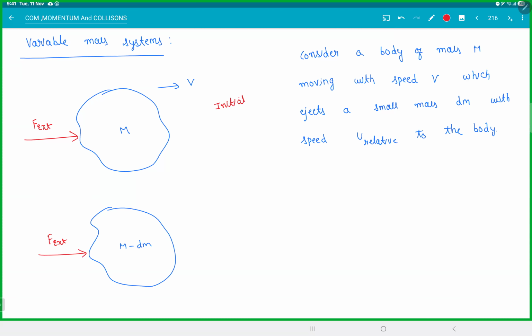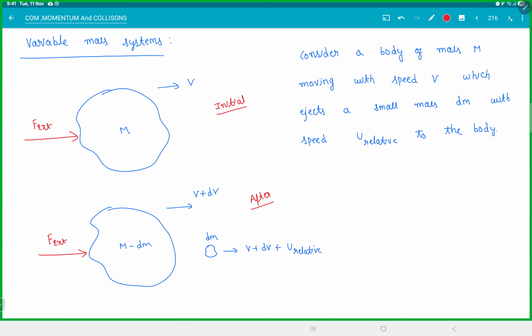This is F external. Because the particle is thrown out, your speed will change, v plus dv. And this small dm particle, remember, u relative is the speed with respect to the body. But the speed of the body became v plus dv. So your speed becomes v plus dv plus u relative. Hope you remember when the man jumps from the platform, it is a speed with respect to the new speed of the platform. This is the scenario after the particle leaves.